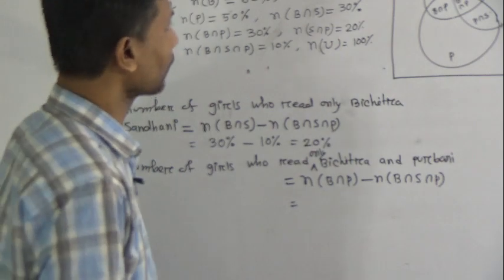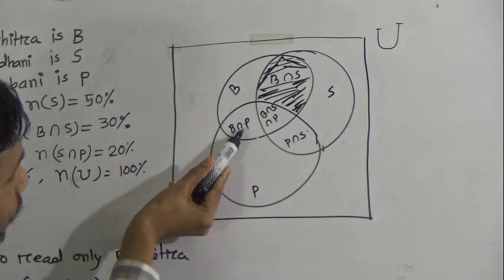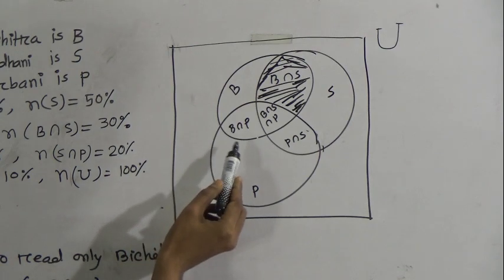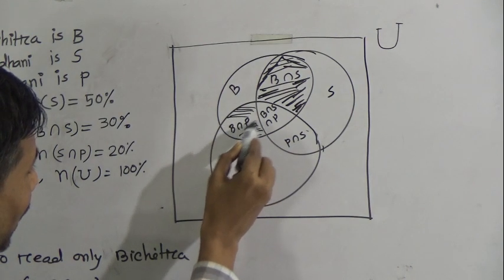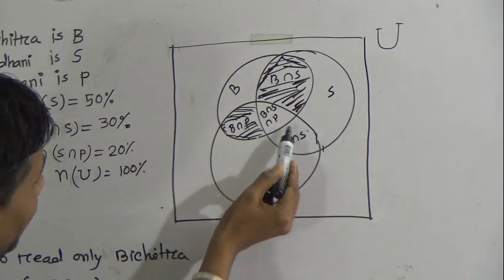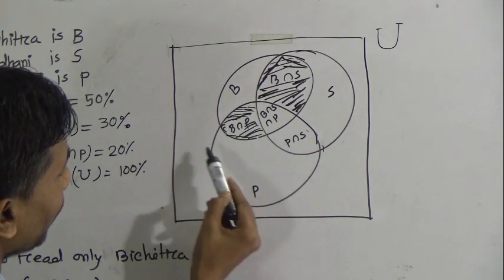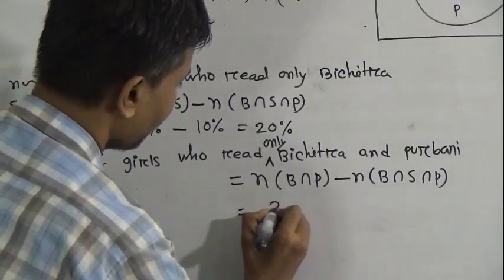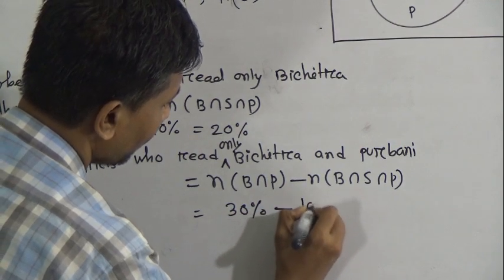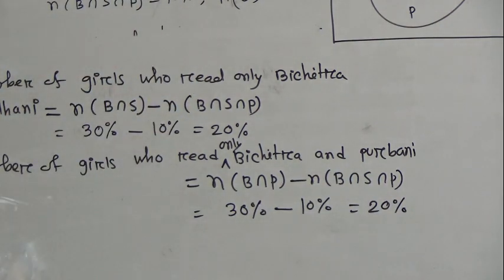Now see the Venn diagram. Look, this is the area for Bichitra and Purbani, B intersection P. That means this dark area you see is Bichitra and Purbani. But you see this area is also included. But the question is just only 2 magazines, so you have to subtract this area. Now Bichitra and Purbani, their number is 30%, and this is 10%. Subtract now, then we get 20%.